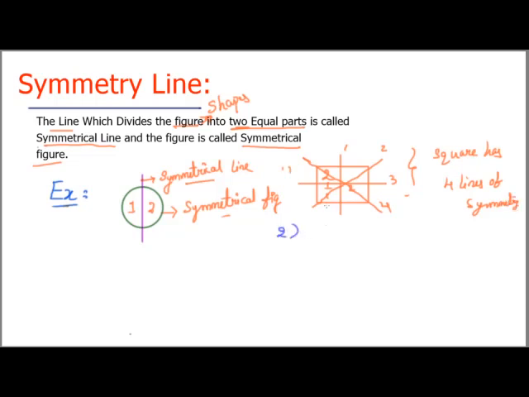Second example, now I am taking a rectangle. In a rectangle, opposite sides are equal but diagonals are not equal. So we can divide this rectangle only in 2 ways, that is, in vertical order and in horizontal order. So a rectangle can be divided only in 2 ways. So it has 2 lines of symmetry. How many lines of symmetry? 2 lines of symmetry.